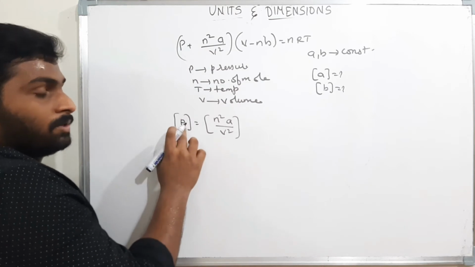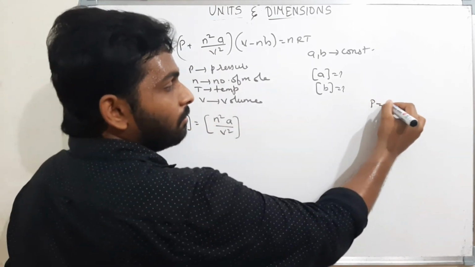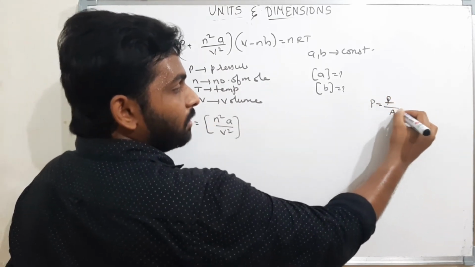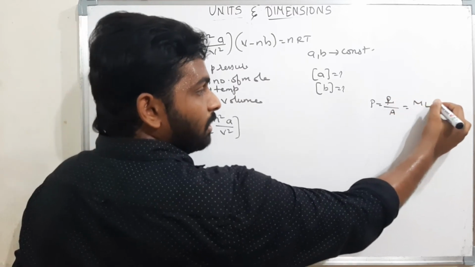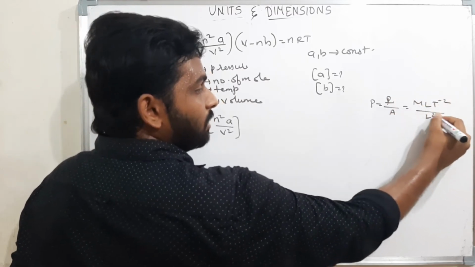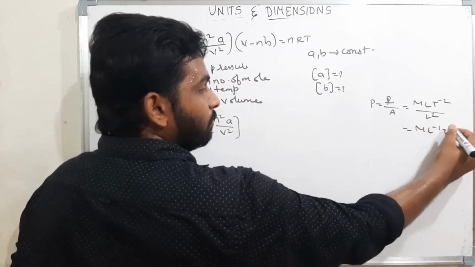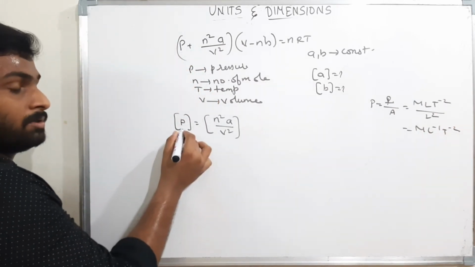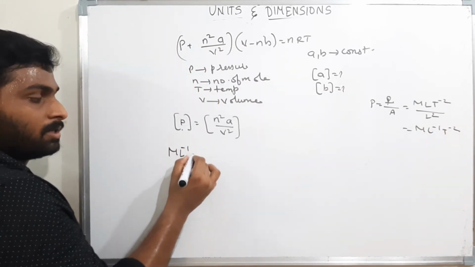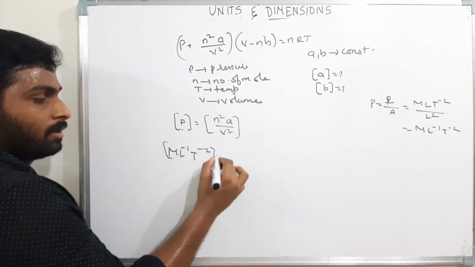Therefore use it. What is the dimension for P? P is nothing but pressure. That is nothing but force by area. What is force? M L T power minus 2. A is nothing but L square. Therefore, M L power minus 1 T power minus 2. Therefore the dimension formula for P is M L power minus 1 T power minus 2.